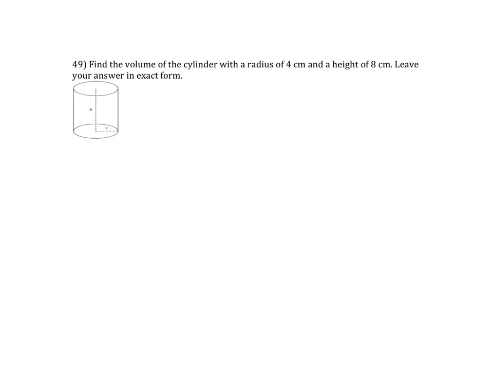Number 49 asks us to find the volume of the cylinder with a radius of 4 centimeters and a height of 8 centimeters. We have to leave our answer in exact form, which means that we should have pi in our answer. So the formula for volume of a cylinder is pi r squared times height, because pi r squared is the area of the base, which is a circle, then multiplied by the height. So it's similar to the formula for volume of a prism, where it's just area of the base times the height. We just have a circular base in this one.